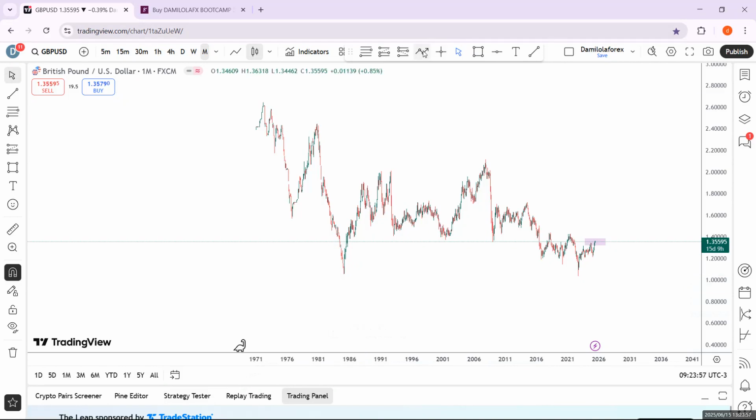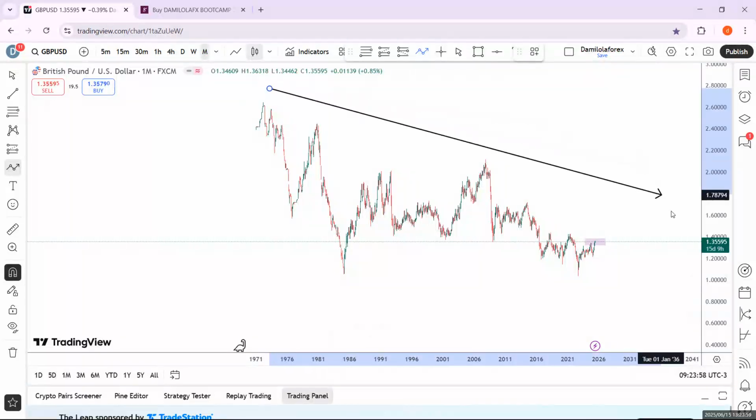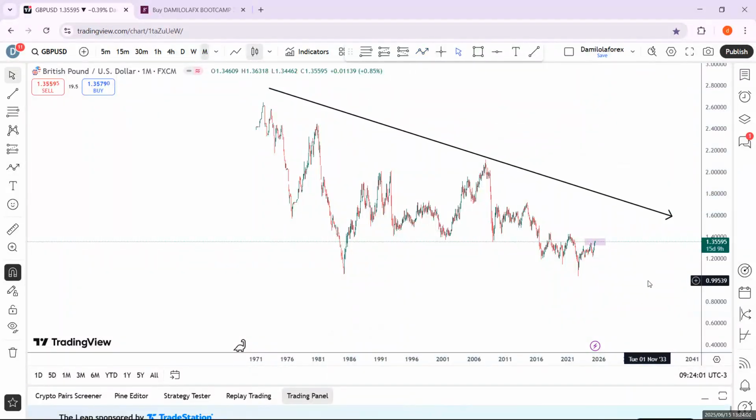So now, what is the wave of the ocean? Clearly, as we can see, the wave of the ocean is heading downwards. So that means GBP USD in its entirety is bearish. That's what the wave of the ocean is, and that's what the monthly time frame allows us to do.